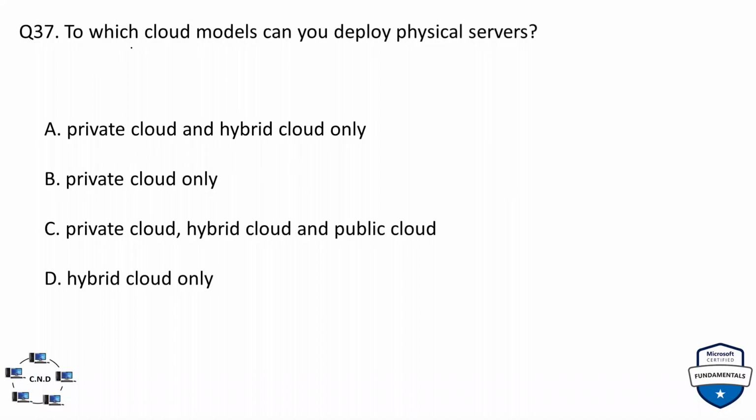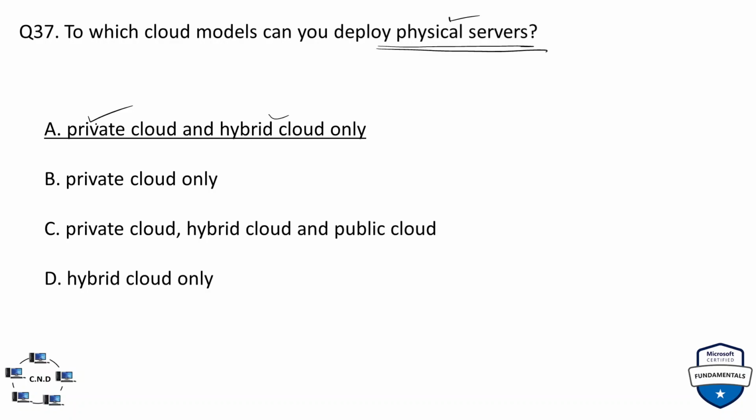Question number 37 is to which cloud model can you deploy physical servers? So remember, inside the cloud, you never deploy physical servers. This is taken care of by the cloud provider. So where do you need to deploy the physical servers? So the options are A, private cloud and hybrid cloud only. Option B, private cloud only. Option C, private cloud, hybrid cloud, and public cloud. And option D, hybrid cloud only. And the correct option is private cloud and the hybrid cloud.